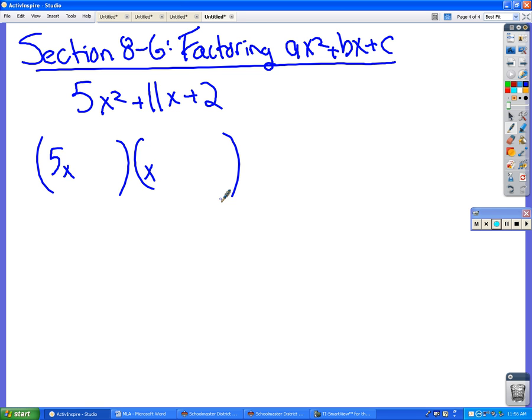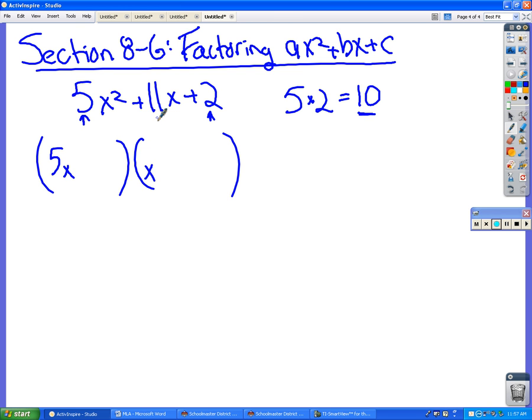All right, the first thing that you do is you take this first number and this last number and multiply them together. So 5 times 2 is 10. Now I'm going to look for ways that I can get things to multiply together to be 10 and add to be 11.